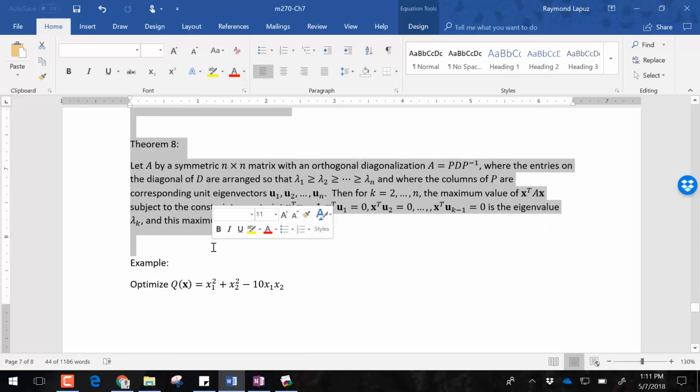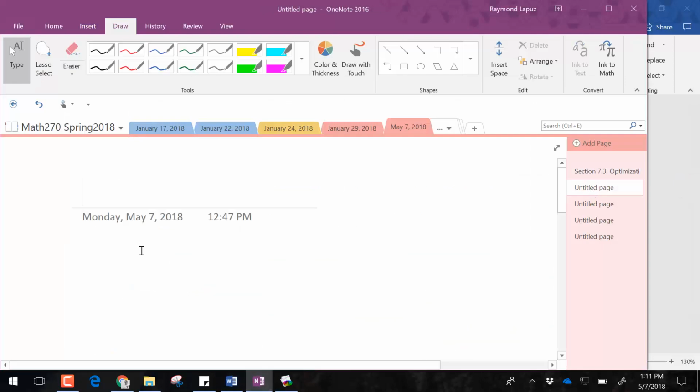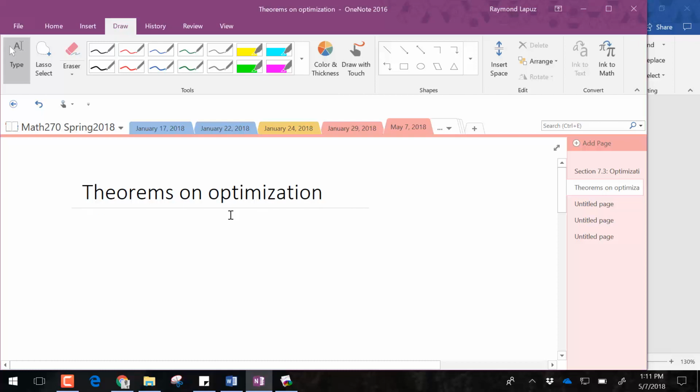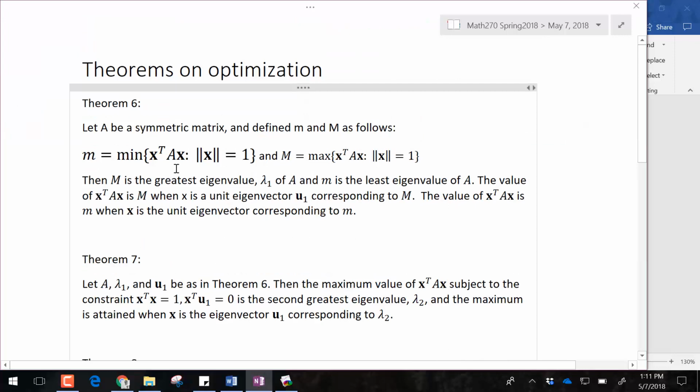So there are 3 theorems that kind of set all this up. The most important one is the last one, of course, but the first one kind of sets the stage, and the second theorem kind of gives you a first example, and then the last one puts it all together. Optimization. So it turns out that if you have a symmetric matrix, then let's define the maximum and minimum as follows.